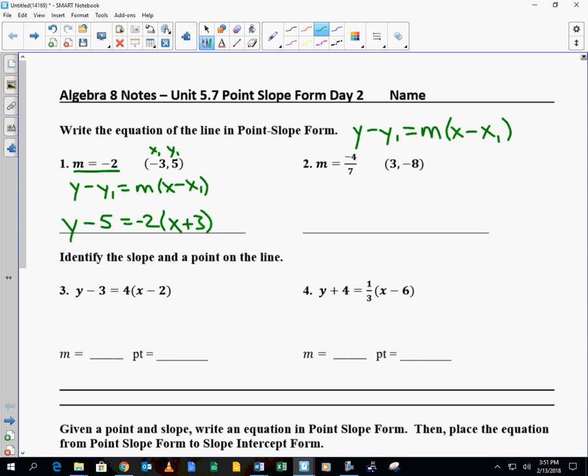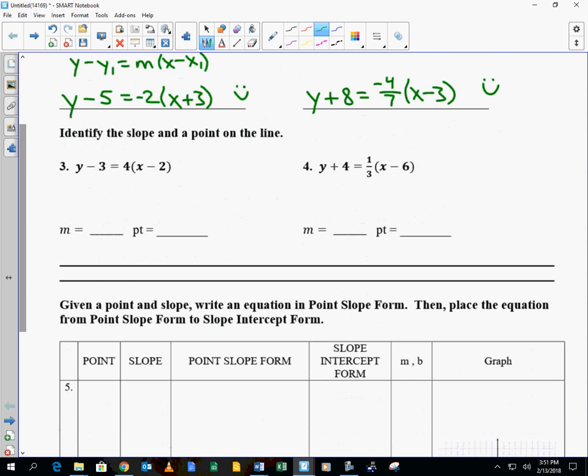Second one, y minus negative 8 or plus 8. So we have x1 and y1 equals negative 4 over 7 times x minus 3. That should be that form. So these two, you want to feel really good about those two. Those are ones where we want everybody to be able to get those points, okay? We want everybody to be able to get those points.